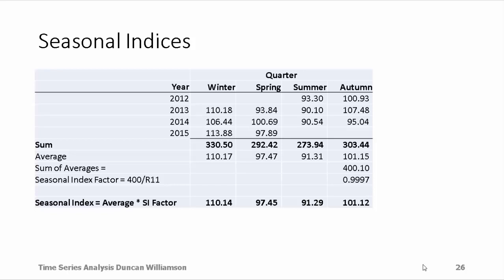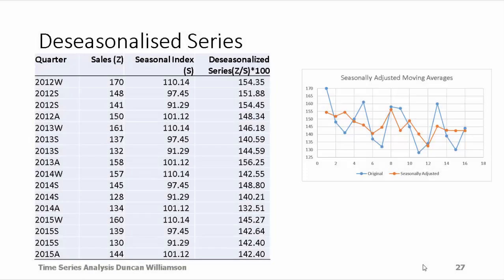The only thing that might be a little bit peculiar is the sum of averages being 400.1. We need that to be 400. So the seasonal index factor of 400 divided by R11, 0.9997, gives us a factor to deflate or inflate the averages by, to give us the final figures of seasonal index of 110.14, 97.45, 91.29 and 101.12.